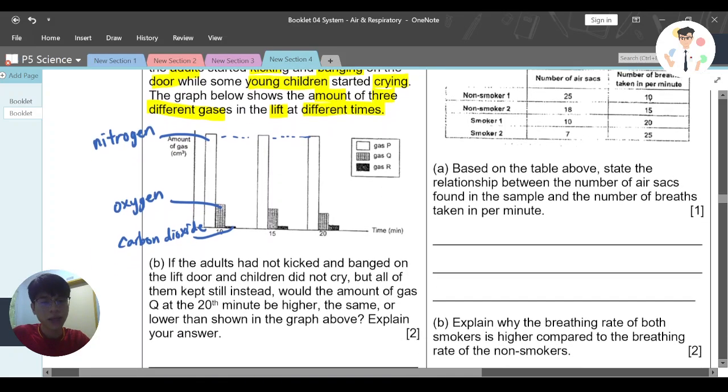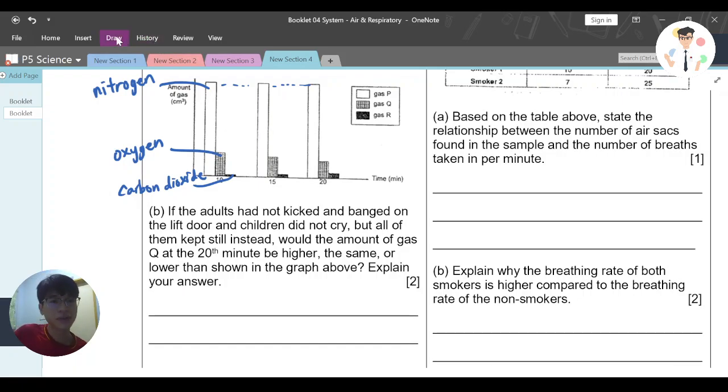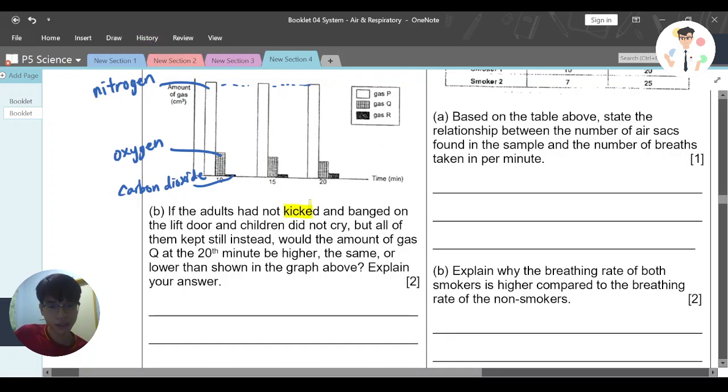Okay? Now, the main part of the question is here. If the adults had not kicked and banged on the lift door, we know that the adults do that because they want to get out of the lift, and if the children did not cry, but all of them kept still instead, it means that they don't kick and bang, but they just sit still and wait. Would the amount of gas Q, which is oxygen, at the 20th minute be higher, the same, or lower than shown in the graph above?